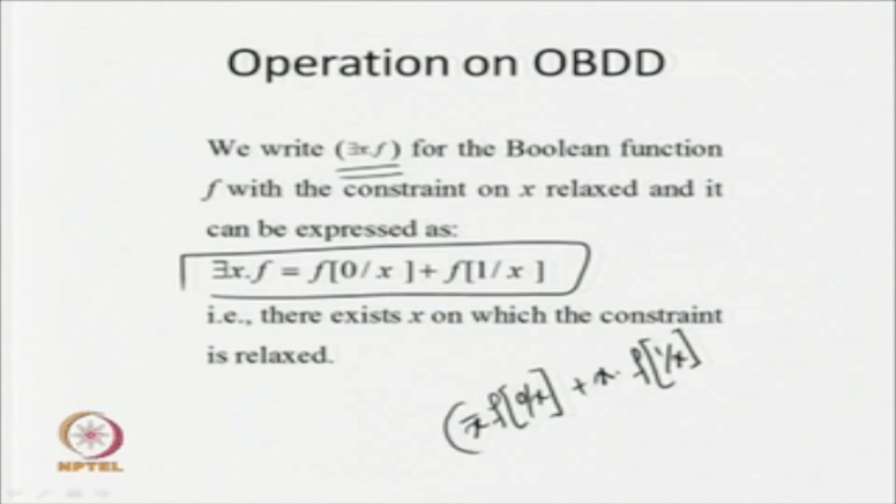That means we are not considering the value of this particular x over here. So, we are dropping these two, x bar and x. So, we are saying that f of x equal to 0 plus f of x equal to 1. So, whatever may be the value of x, we are now going to look for the functional value of the given function. So, this is relaxing on this particular variable x. So, we are saying that there exists an x on which the constant is relaxed, and we evaluate this particular function with the help of this expression.